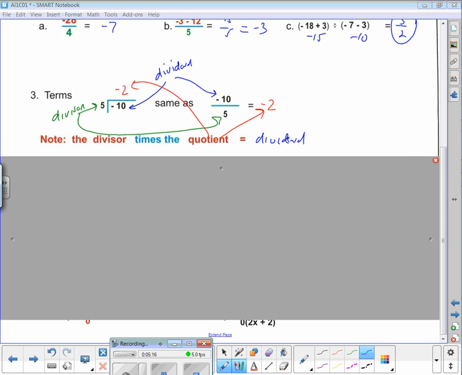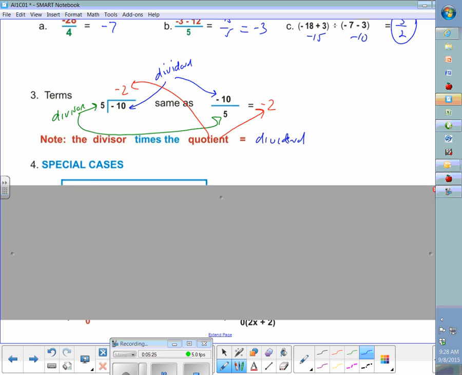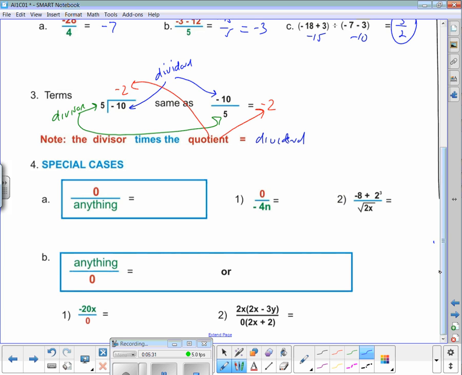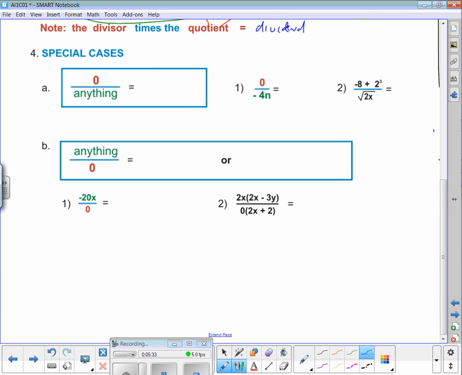All right, we're back. The divisor times the quotient is the dividend. Very good. Easy, right? Are you bored? I'm bored. It's way too easy. All right, next, special cases.